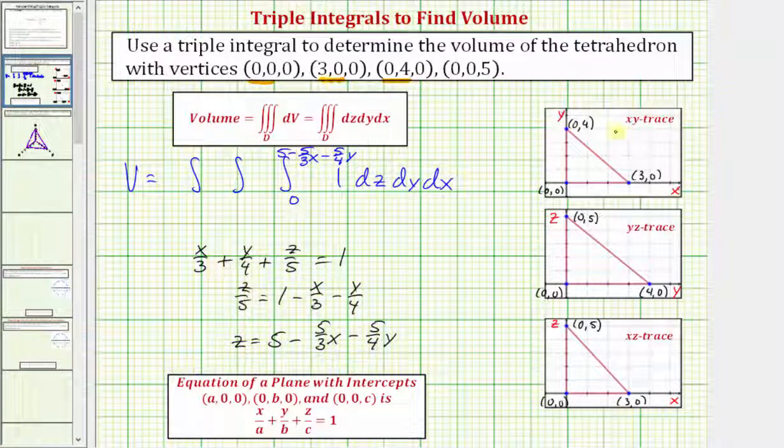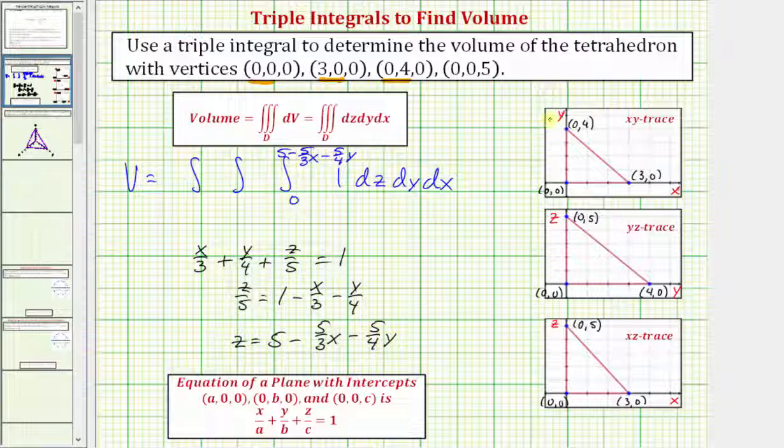And I've already plotted these 3 points in the xy plane, so we can determine the limits of integration for y and x using this triangular region here. I also included the yz and xz traces. We don't need those for this example because of the order of integration that we're using, but if we change the order of integration, depending on the order, we'd have to use one of these traces instead.